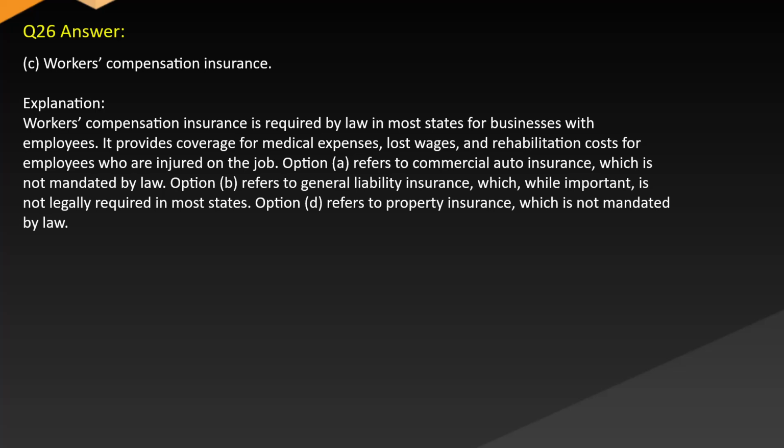Option A refers to commercial auto insurance, which is not mandated by law. Option B refers to general liability insurance, which, while important, is not legally required in most states. Option D refers to property insurance, which is not mandated by law.